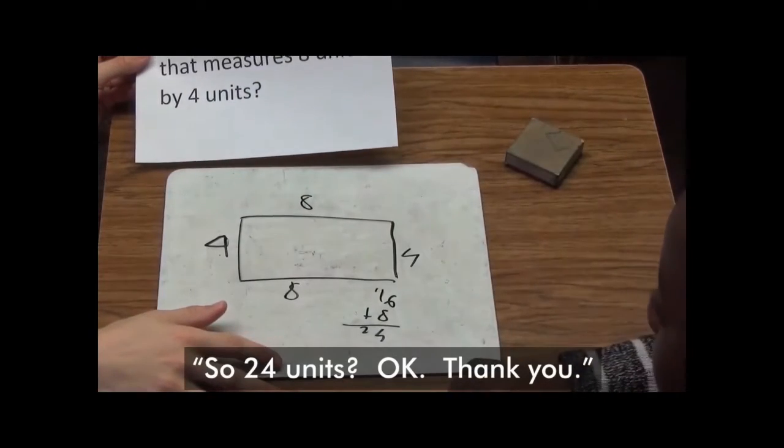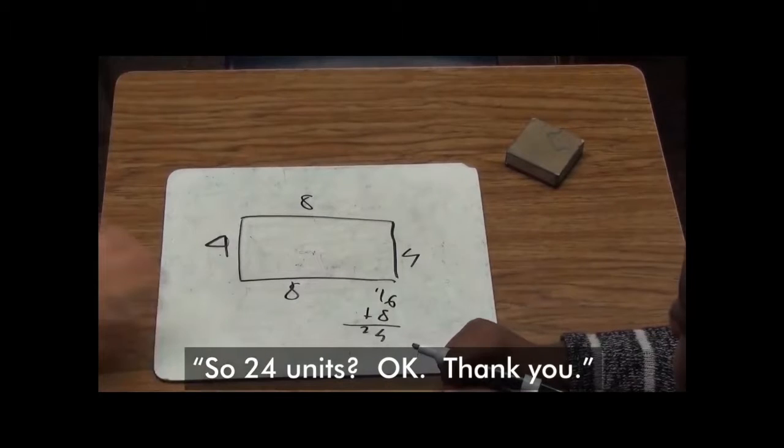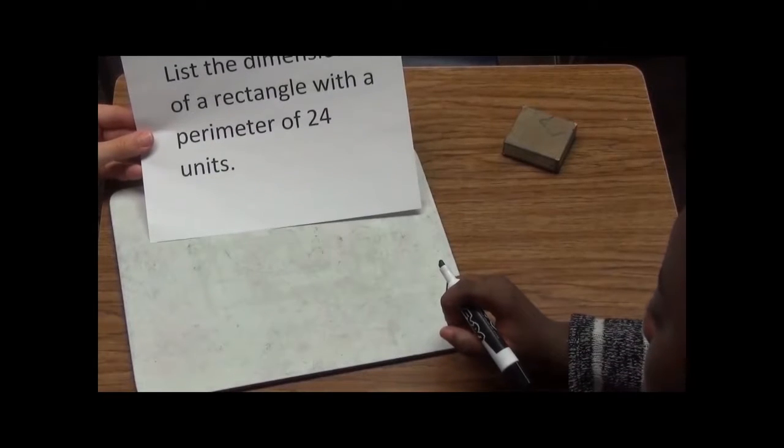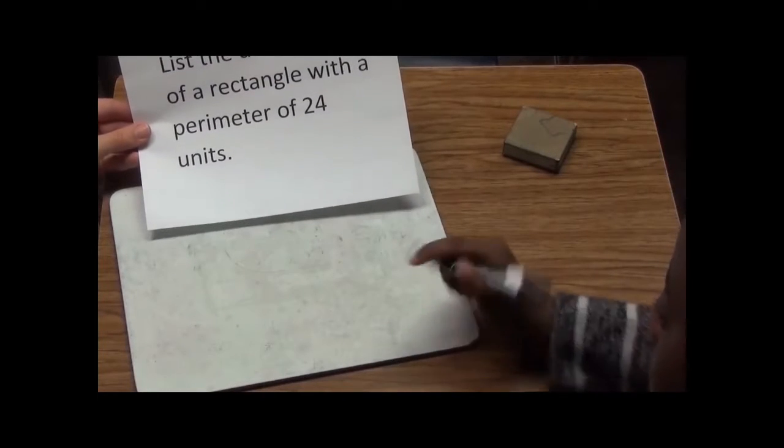So 24 units? Okay, thank you. So again, it seems like the student has procedural skill and fluency and conceptual understanding, but let's dig a little bit deeper and ask the student the same second question. List the dimensions of a rectangle with a perimeter of 24 units.